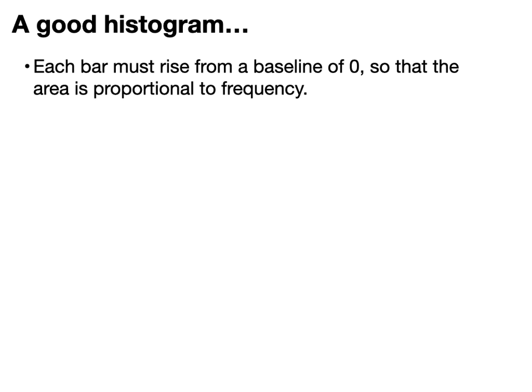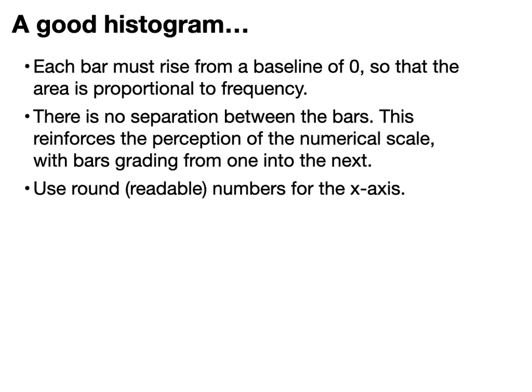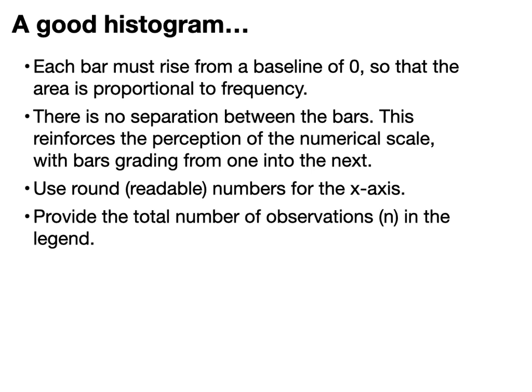Okay, so I wanted to show you features of a good histogram. The bars have to come down to 0. The histogram is showing you counts on the y-axis, and it should come all the way down to 0 so that the size of the bars, the colored area, accurately represents the amount. We shouldn't have any separation between the bars, and this helps reinforce the perception of there being a numerical scale. The numbers stated along the x-axis should be easy to read. And it's helpful to tell the reader what the total sample size is in the caption.